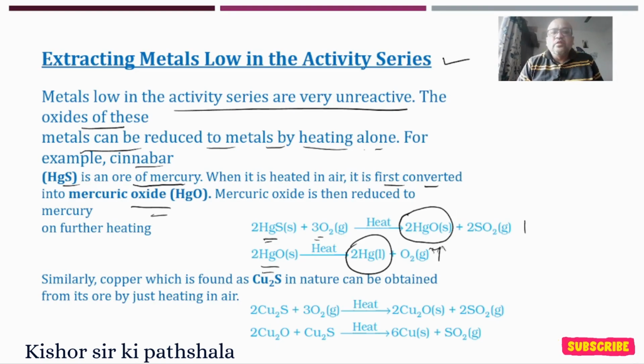Similarly, copper, which is found in nature as copper sulfide, is obtained from the ore just by heating in air. Here you see what we have done: we have reacted this with oxygen and you get copper oxide, and sulfur dioxide gas is released. Then further the reaction takes place when we heat this, and you get pure copper, and sulfur dioxide gas is released.